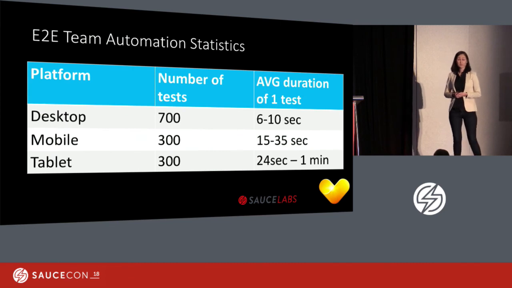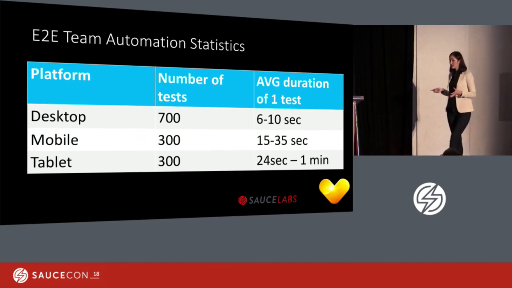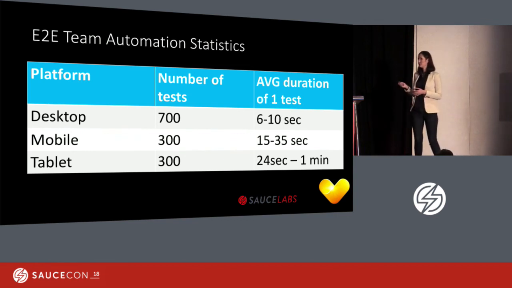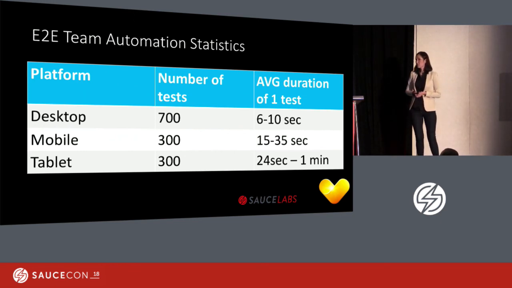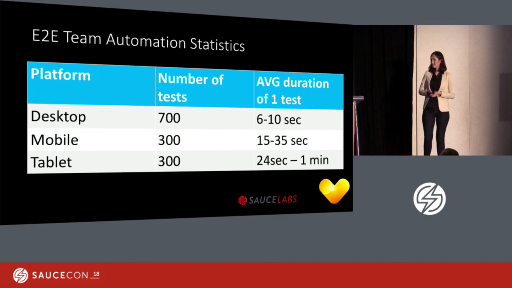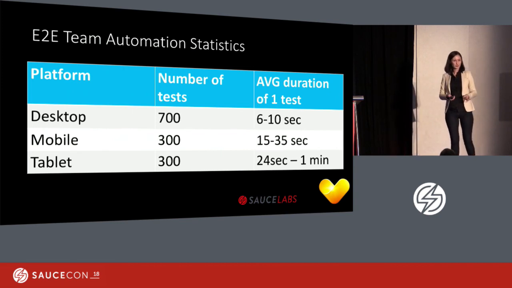Some statistics we have currently for our automation. Numbers of tests and their average duration per one test. As you can see, as it's usually expected, the fastest are desktop browsers, and mobile and tablet are not that fast. Oh, by the way, for desktop browsers, we also use Sauce Labs, not only for mobile, as we mentioned today.